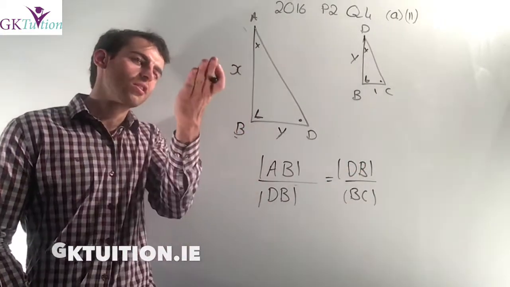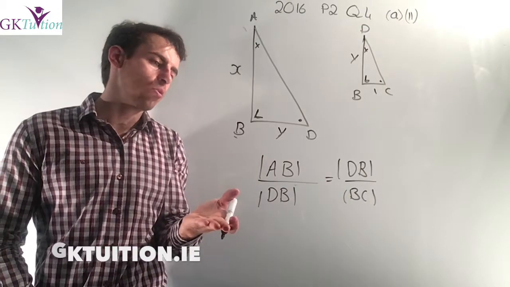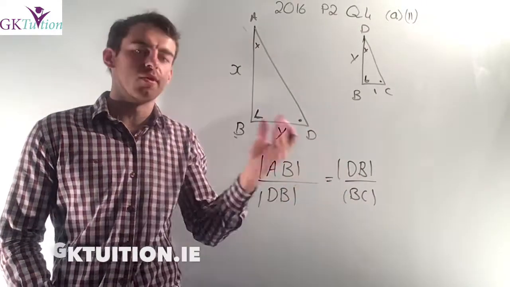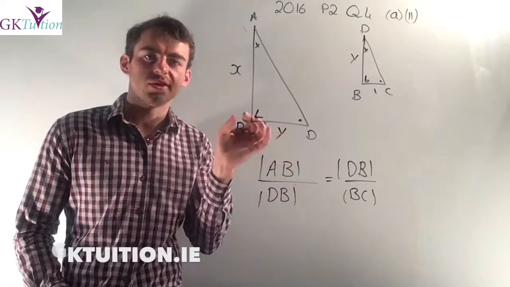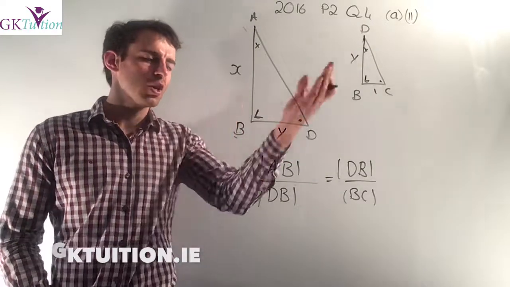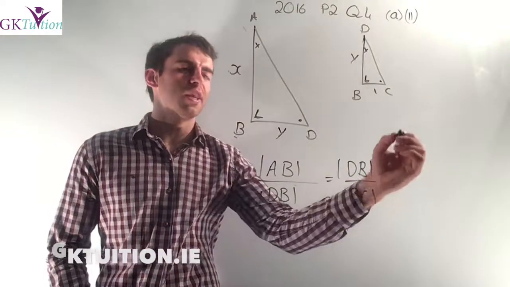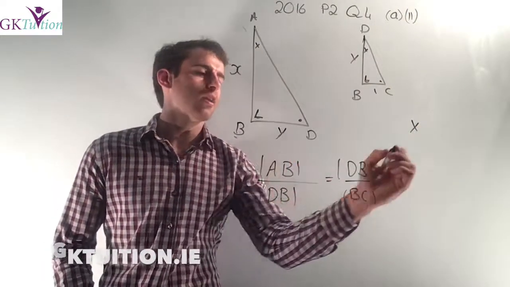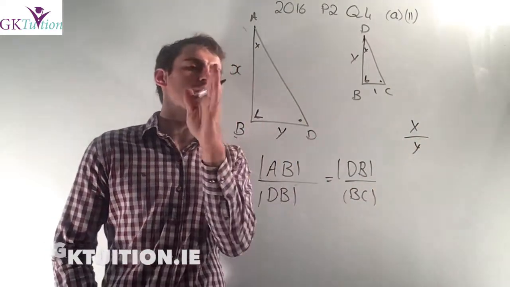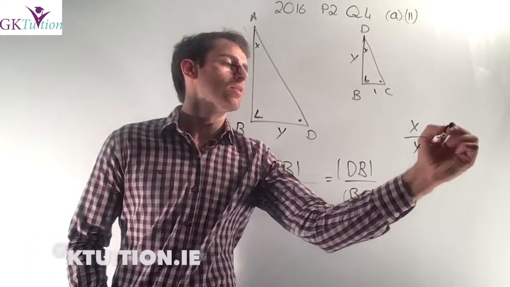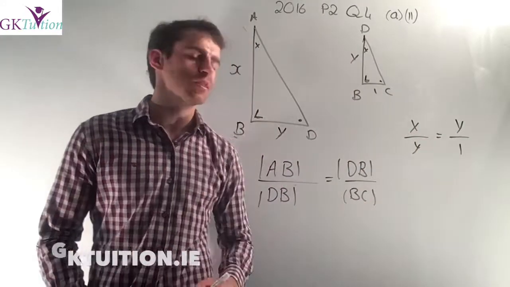In other words, the side of the big one over the side of the small one is equal to the base of the big one over the base of the small one, because the sides are proportional to each other. So with that in mind, I can just sub straight in. So let me do this over here. In this case, AB is x, and so x over y is equal to the base of the big one over the base of the small one.